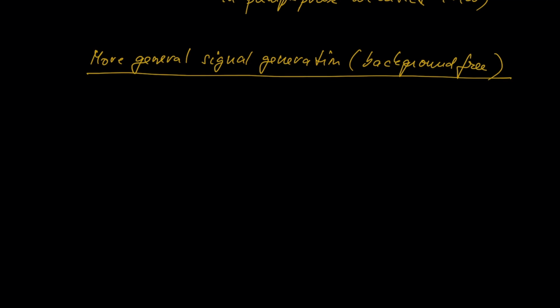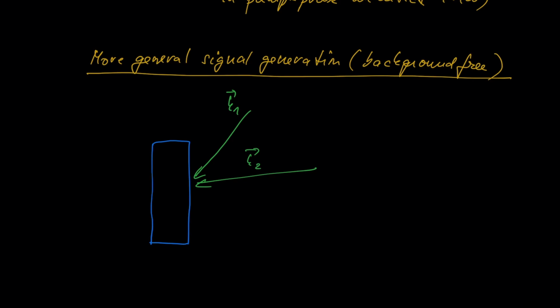So let's start with the sample again. We have now two pump pulses going from different directions into the sample. We have a direction K1 and a direction K2, and these two pulses will now be assumed not to necessarily overlap in time. So we will have the delay between the first two pulses, tau, not equal to 0, and we have the probe pulse.